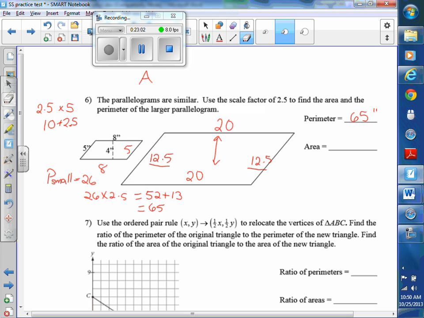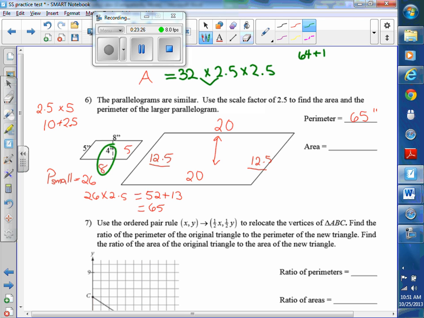I need to take the area, which is 4 times 8 of the small, and then multiply by 2.5 times 2.5. That's one way. So 2 times 32 is 64, plus another half, 64 plus 16, 80, times another 2.5, which would be 160 plus 40. That's better. 200 inches squared. So that's one way, but it requires a lot of thinking.